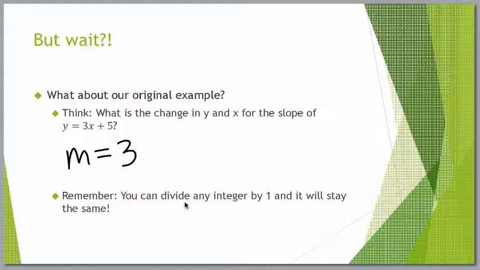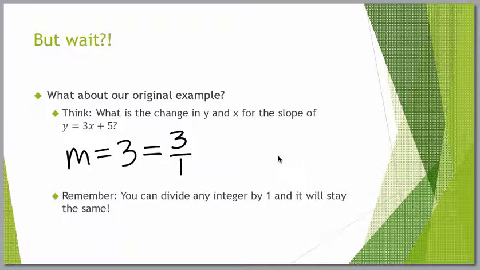It's a nice reminder that you can divide any integer by 1. 3 is an integer, right? And it will stay the same. That's true for any number. You could divide -1 by 1, and it's still going to be -1. And the same for 1 million divided by 1, it's still going to be 1 million. So we can easily make this into a fraction, and this is a good little trick moving forward.